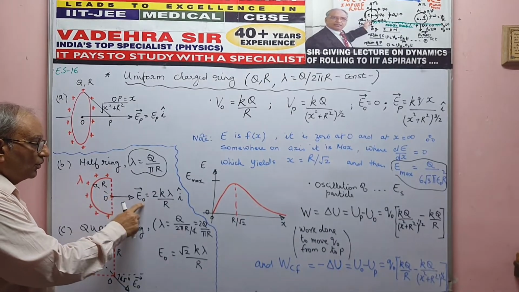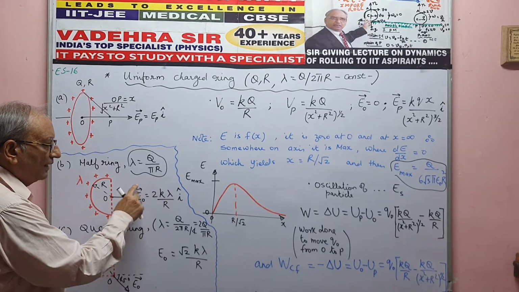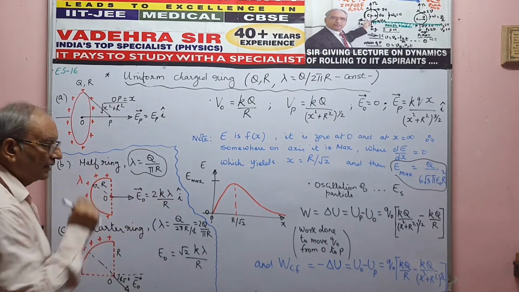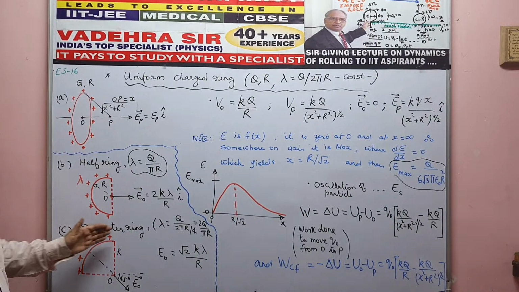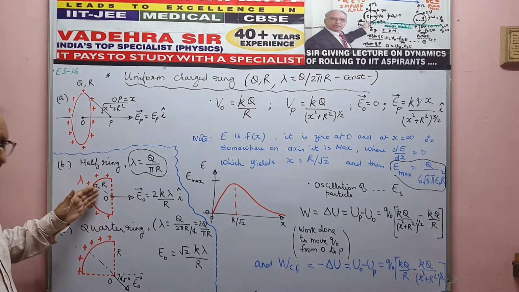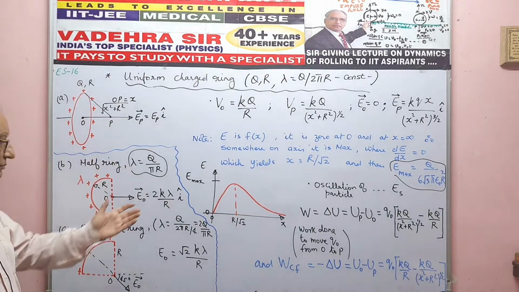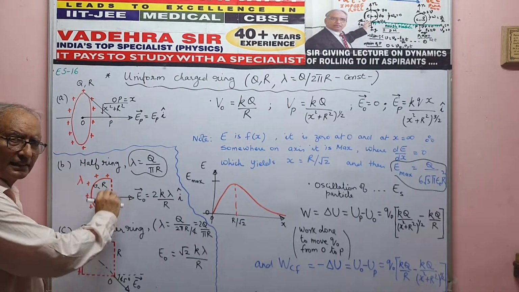So E_O vector will be 2k lambda by r i cap. Okay. I do for the quarter ring. Potential will be easy because V at O will be just kq upon r, because every element is at a distance r from here.